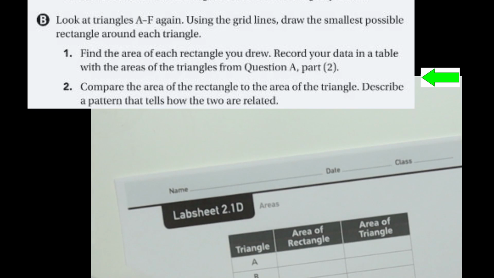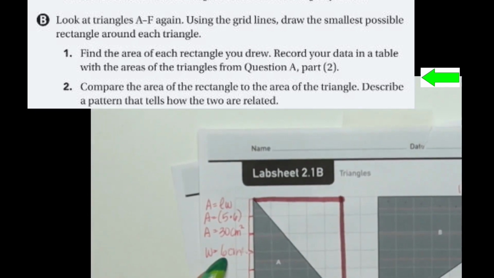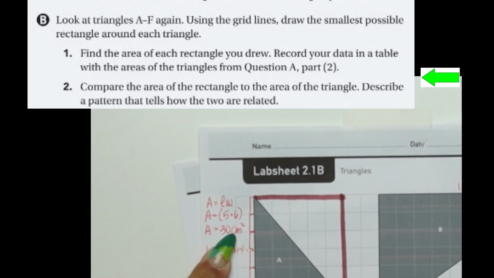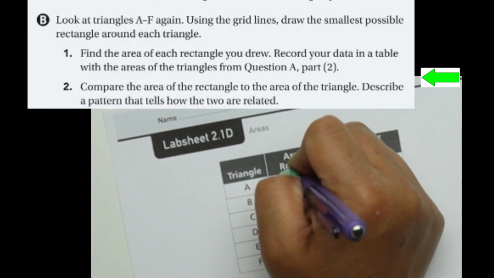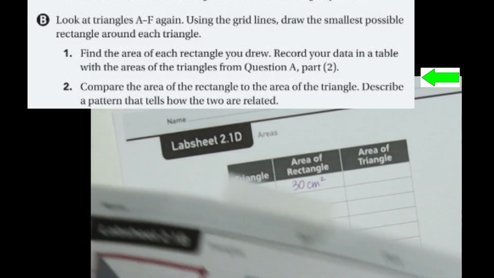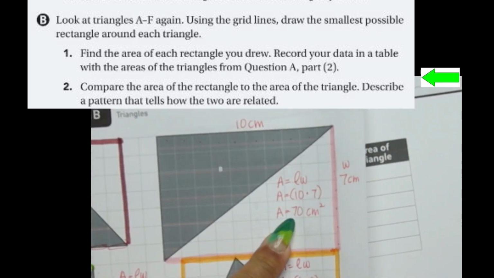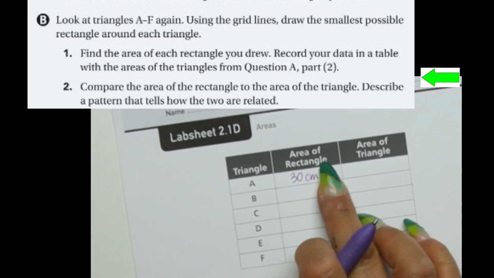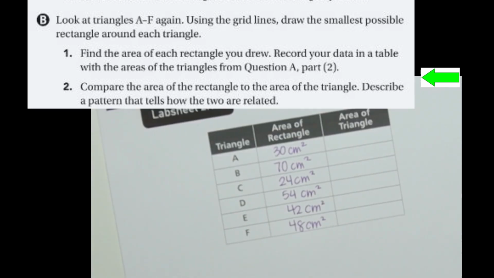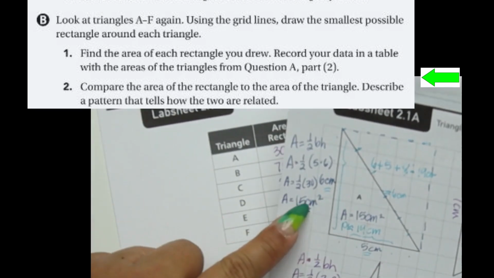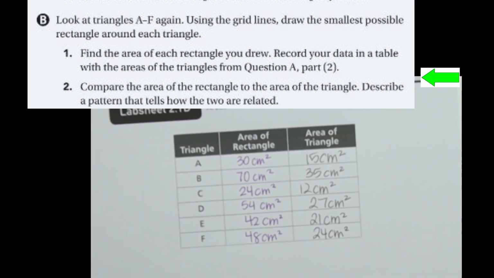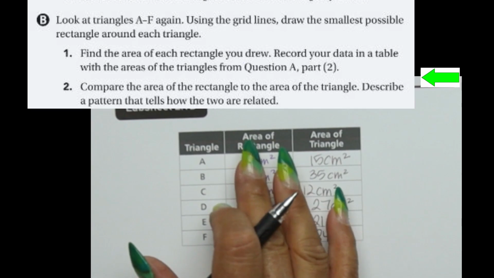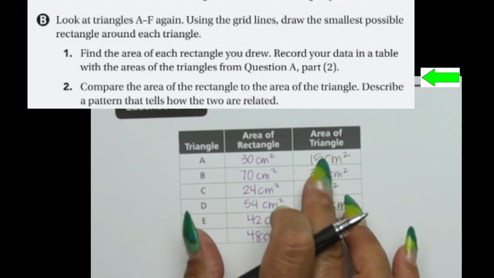The areas of rectangles. Rectangle A is 30 centimeters squared for triangle A. Triangle B is 70 centimeters squared. And that's the rectangle. I'm going to go back to my triangles. The area of triangle A is 15 centimeters squared. Okay, so we're going to compare the area of these between triangle and rectangle.